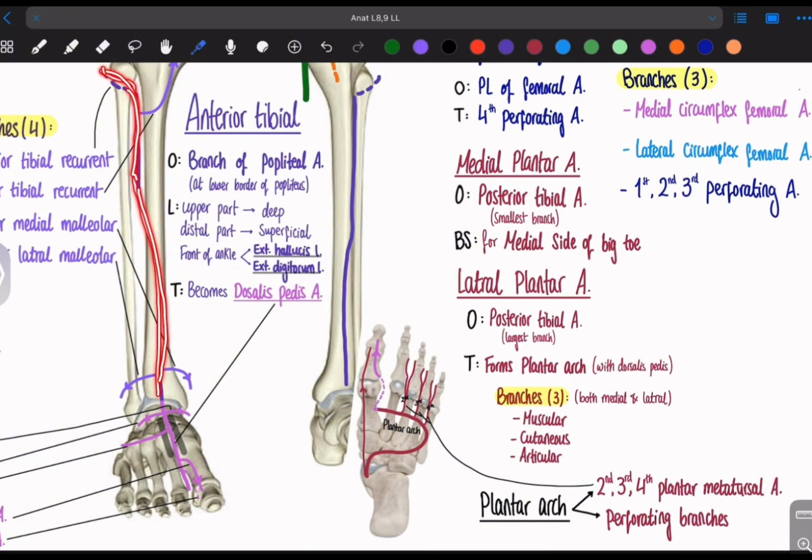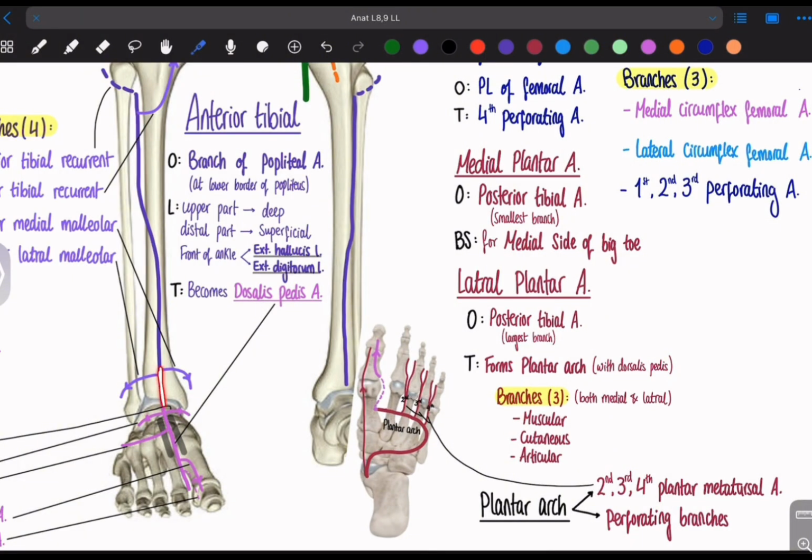Once it reaches the foot, what happens? At its termination, it changes its name into the dorsalis pedis artery. So dorsalis pedis is the termination of the anterior tibial. It was called anterior tibial, and once it reaches the foot, it changes its name into dorsalis pedis.